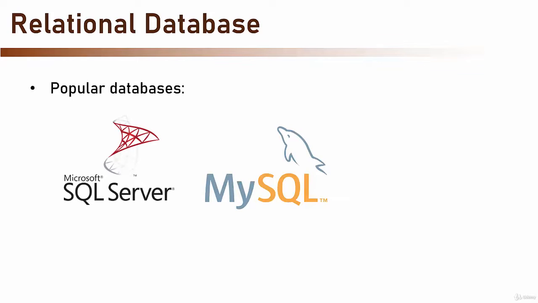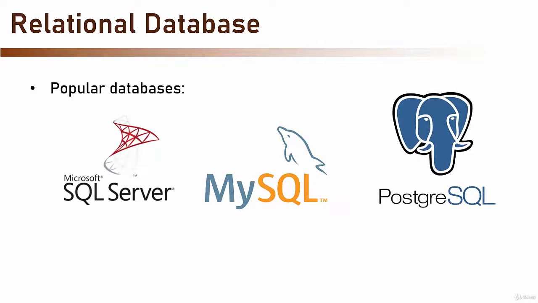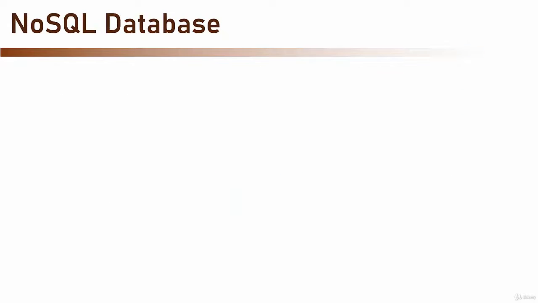There are quite a few relational databases, for example, SQL Server, MySQL, and PostgreSQL. You should use a relational database when the data is fully structured and you will need complex queries, where relational databases traditionally excel. The next type of data store is NoSQL databases.